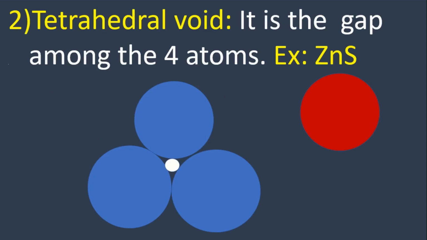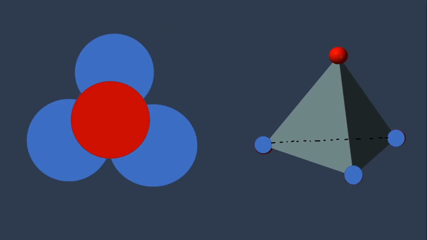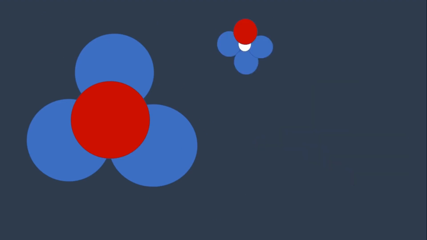Tetrahedral voids. It is a gap among the 4 spheres. Zinc sulfide is the best example. 3 spheres are there, blue colored. Let us place a red color sphere on the top. See, among the 4 spheres, some gap is there, indicated by the white sphere. That is called tetrahedral void. That is a gap among the 4 spheres.